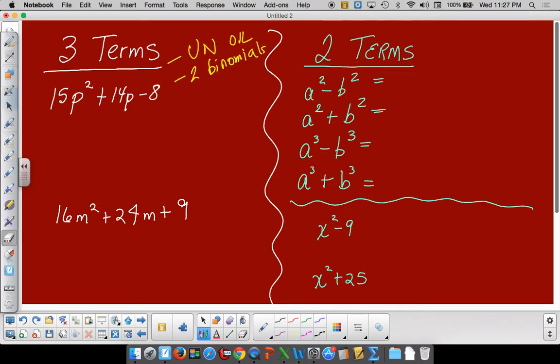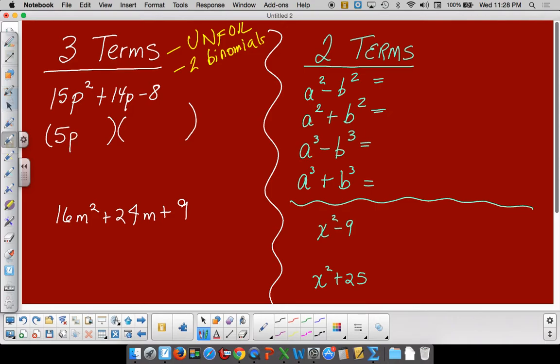Unfoiling is really great, but of course it's giving me trouble here. All right, so 3 terms. Once again, first check, is there a common factor here of these 3 terms? 15, 14, and 8? Nah. So we are just simply going to unfoil it in 2 binomials. And if you recall, this is just a matter of trial and error. You got to play with it. So your guess, what factors of 15 are we trying? 1 and 15 or 5 and 3? Usually it's not the extremes, so I'm going to try 5 and 3 here.